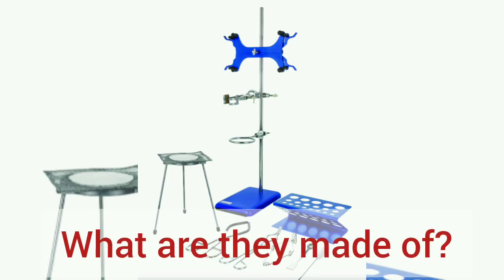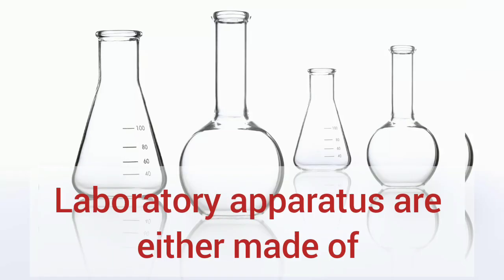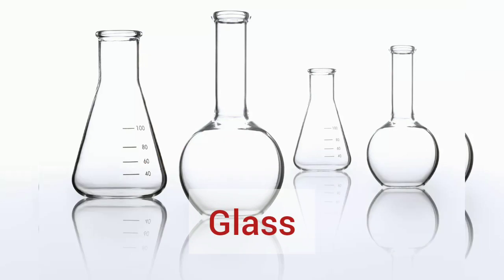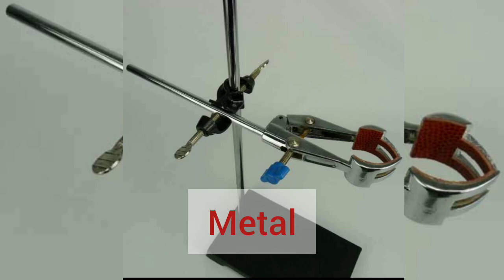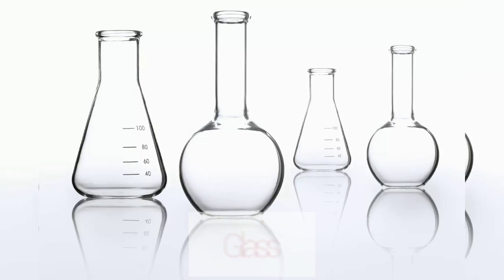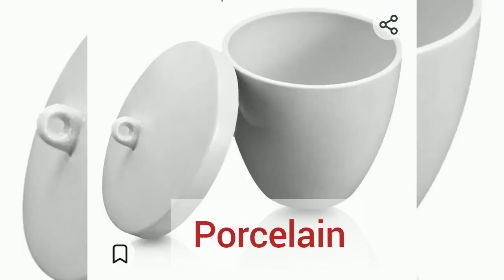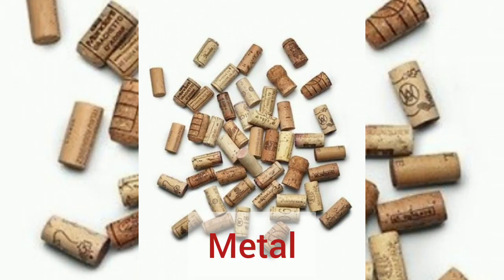We should also ask ourselves, those apparatus, what are they made up of? That is, what did they use in producing them? Laboratory apparatus are either made up of glass, porcelain, plastic, metal, or wood. I repeat again, glass, porcelain, plastic, metal, or wood.